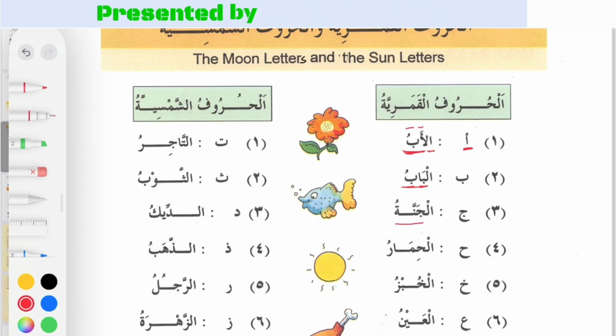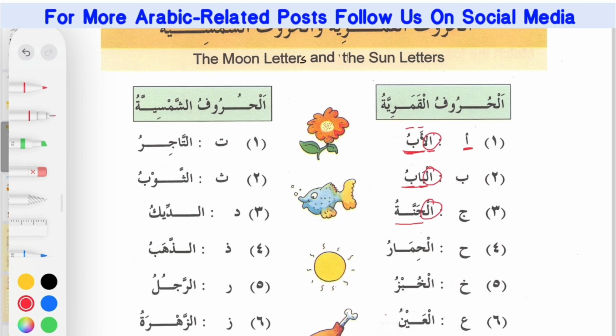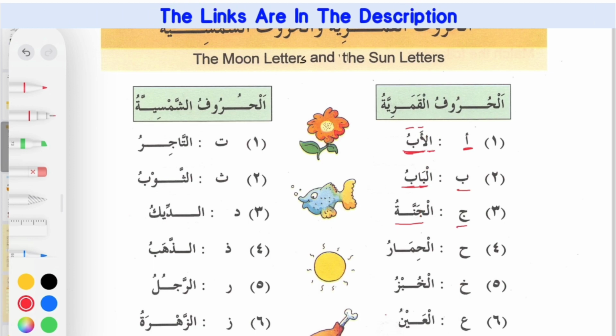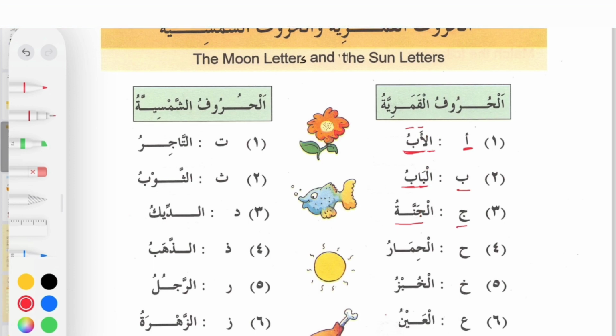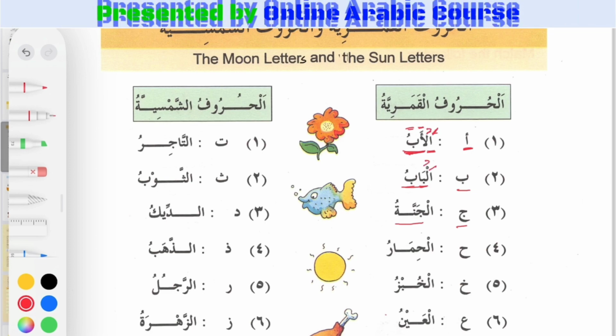And now we want to read these words with al. Then how will you read? This is the question. So the answer is very easy. We will read each and every letter of this word. We will read alif also, lam also, and then alif also, ba also. We will read al-abu. Al-abu. The same way al-babu.